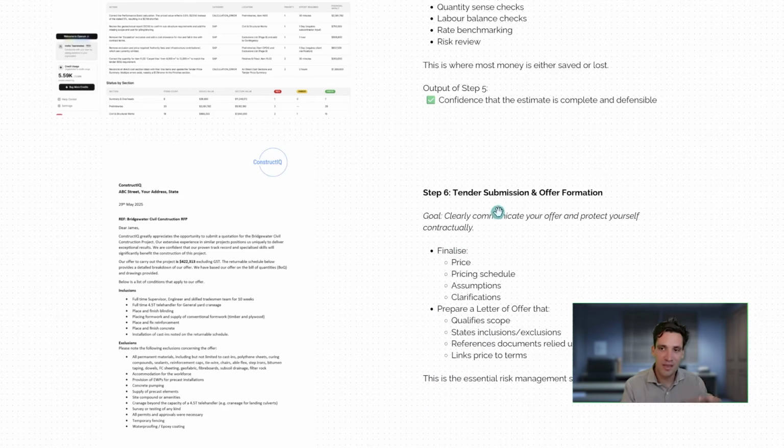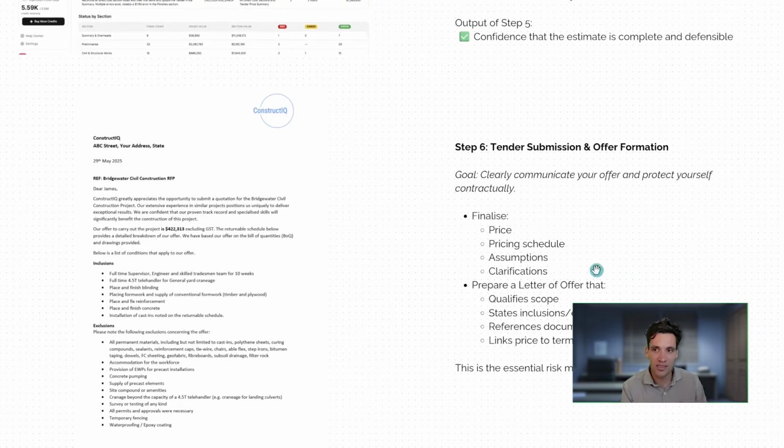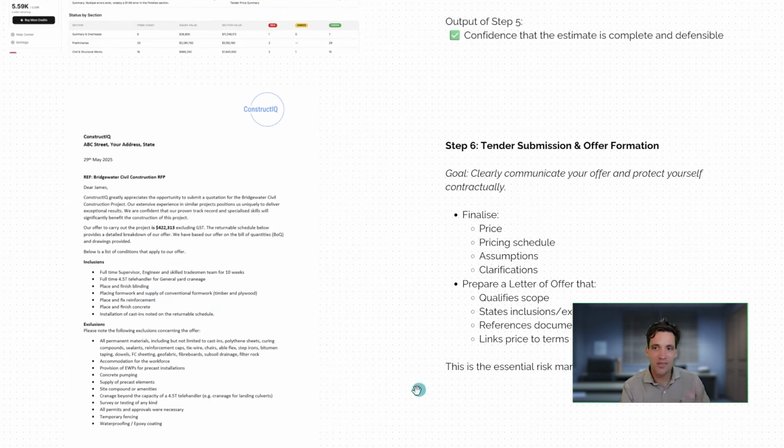The purpose of step 6 is to submit your bid and provide the first step to then negotiate and form a contract value. This is where you're entering your price, you're providing your pricing schedule, you're clearly detailing what's included in your quote and what is excluded from your price. This is really an essential risk management step. It's qualifying your scope and basically linking your price to your terms and conditions.